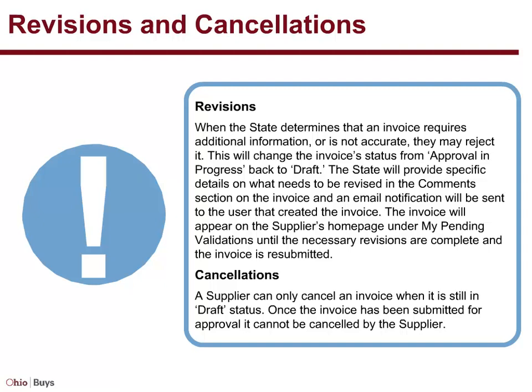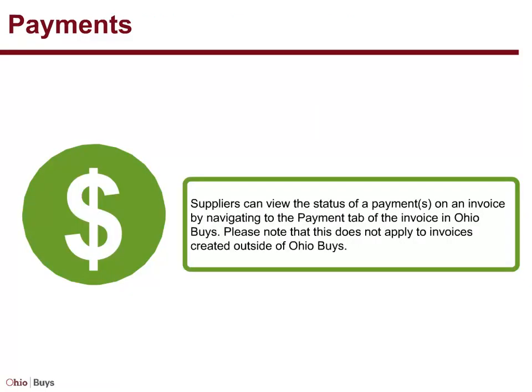The invoice will appear on the supplier's homepage under My Pending Validations until the necessary revisions are complete and the invoice is resubmitted. A supplier can only cancel an invoice when it is still in draft status. Once the invoice has been submitted for approval, it cannot be canceled by the supplier. Suppliers can view the status of a payment or payments on an invoice by navigating to the Payment tab of the invoice in Ohio Buys. Please note that this does not apply to invoices created outside of Ohio Buys.